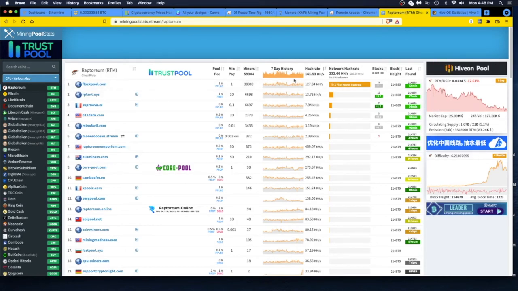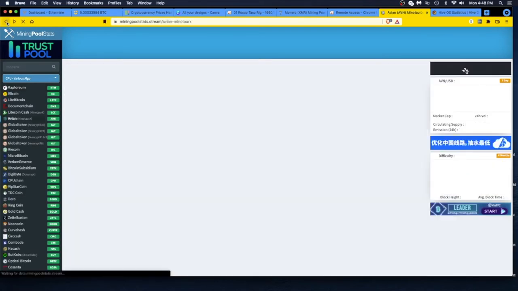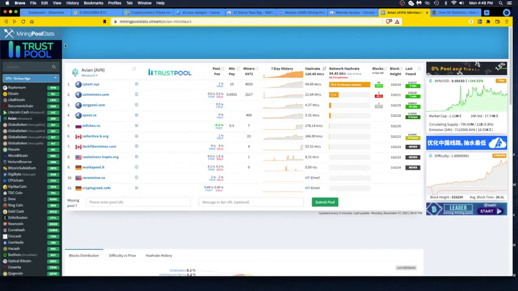Yeah, for me, I jumped in on Ravencoin Lite, which now we'll switch over, is AVN, Alpha Victor November. And this one is CPU, but they also do GPU.